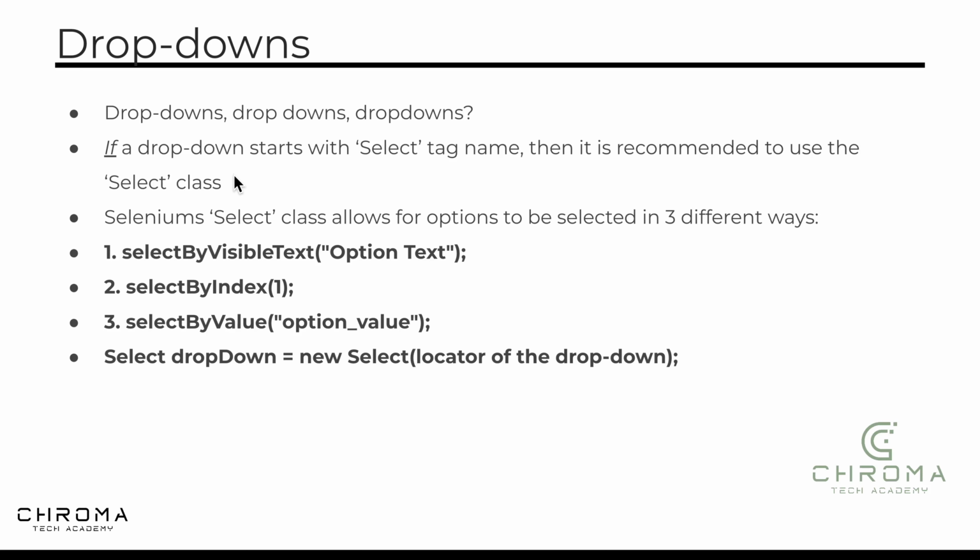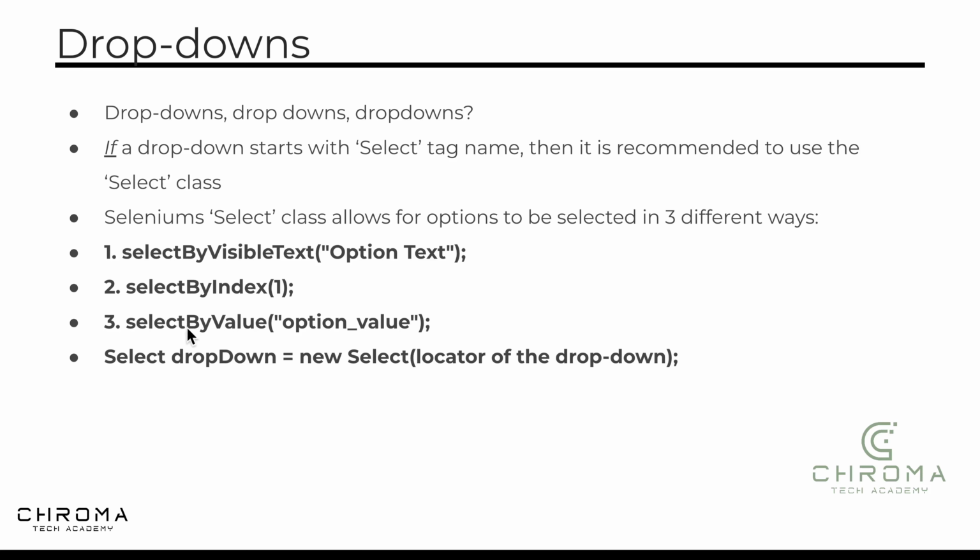It all depends on how the UI you're testing has been developed. When you are interacting with a dropdown that starts with select tag name, you need to create an object of the select class, and don't forget to pass the locator as an argument to this constructor. You have three methods to interact with those options. One is select by visible text, where you need to pass the exact text of the option that you want to select. Method 2 is selecting the option by index. This method expects an integer as an argument, so either 0, 1, 2, 3, and so on. It depends how long the dropdown is.